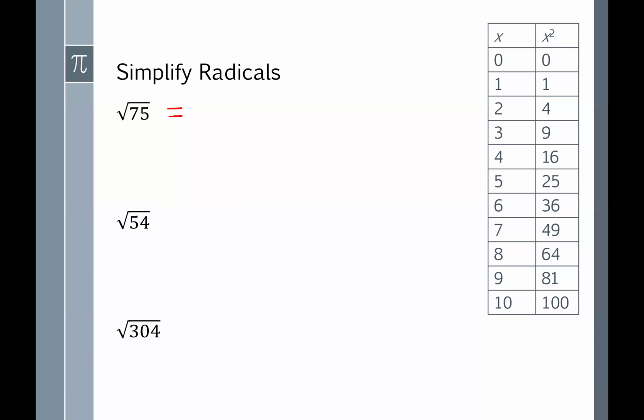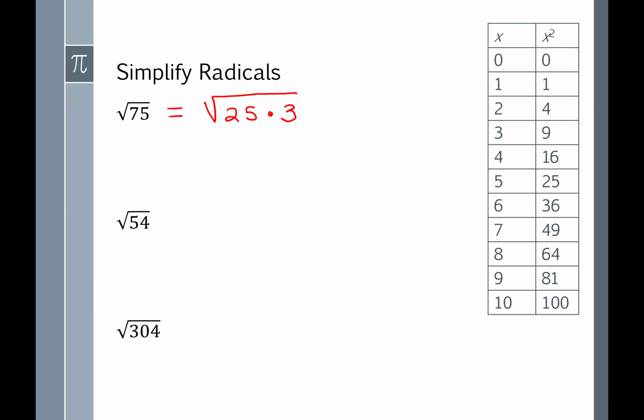So that's what you do. You go over here on your table and you say, are any of those numbers in the second column a factor of 75? And yes, 25 is. Now you might guess 9, but you take a calculator, divide 75 by 9, and it's not. But 25 is. So I can write 75 as the square root of 25 times 3.